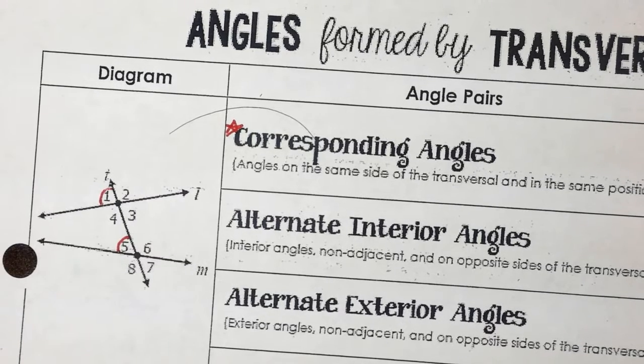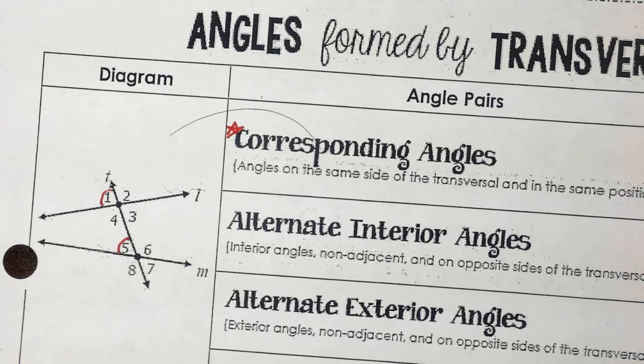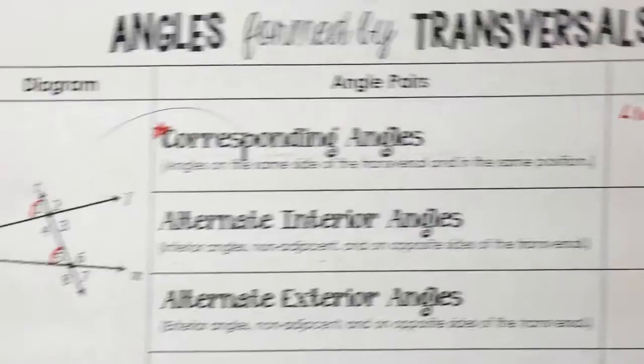That's the only pair I'm going to mark on the figure, just so my figure won't get all marked up with a whole bunch of different colors. But there are more corresponding angles. For example, another pair of corresponding angles would be angle 2 and angle 6.